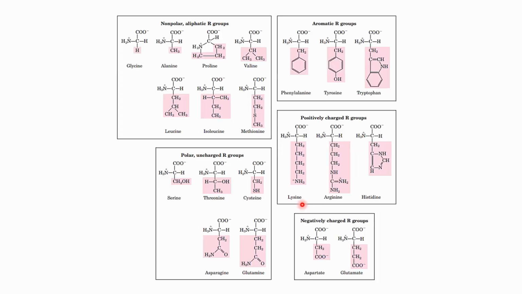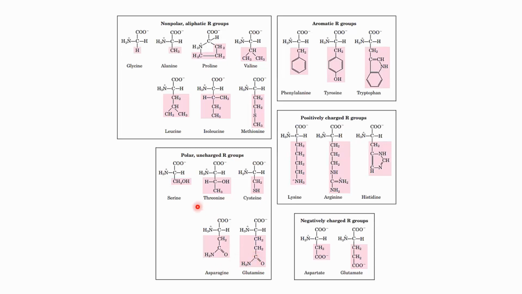Therefore, they are positively charged amino acids, while aspartate and glutamate are the negatively charged amino acids. There are also some amino acids which have uncharged side groups, but they are polar in nature. Examples: serine, threonine, cysteine, asparagine, and glutamine.